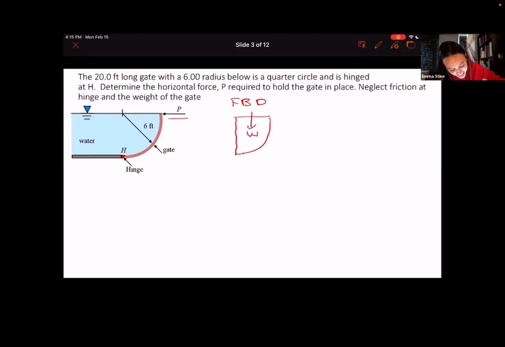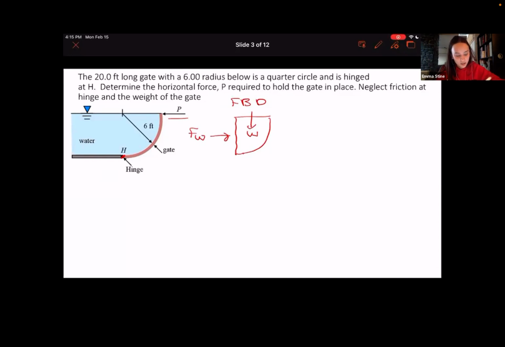Weight of the water is going to be acting down. Weight is also going to be there. Oh yay, horizontal pressure. So this is going to be the force in the water. There's no water below the gate, so we don't have to care about the vertical force.